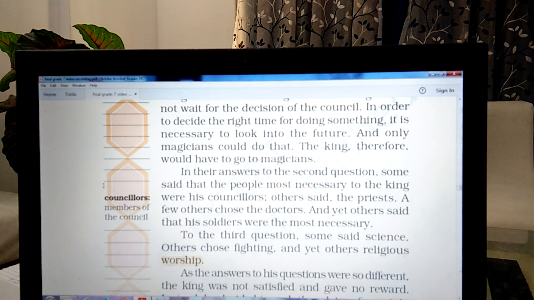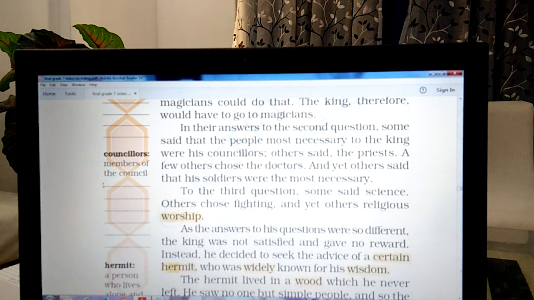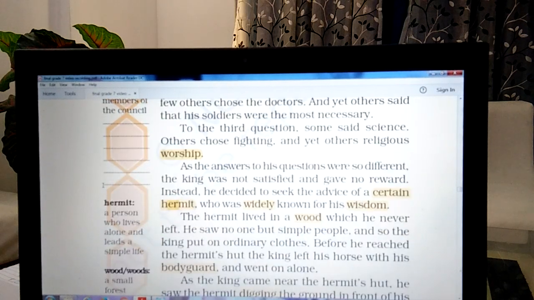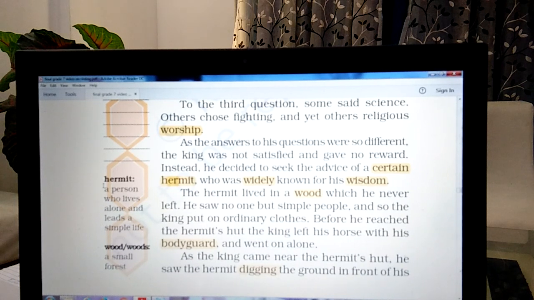Fine. So he got the answers to all the three questions, but none of the answers could satisfy him. As the answers to his questions were so different, the king was not satisfied and gave no reward. Instead, he decided to seek the advice of a certain hermit. Children, in the beginning, it was given like a certain king. The name was not known. In the same way here, a certain hermit is given who was widely known for his wisdom.